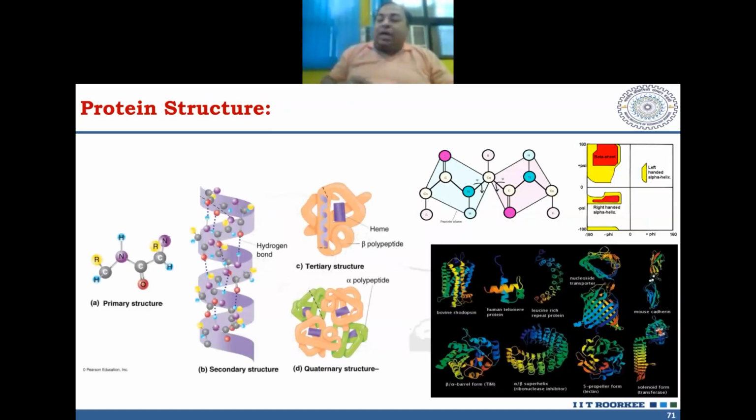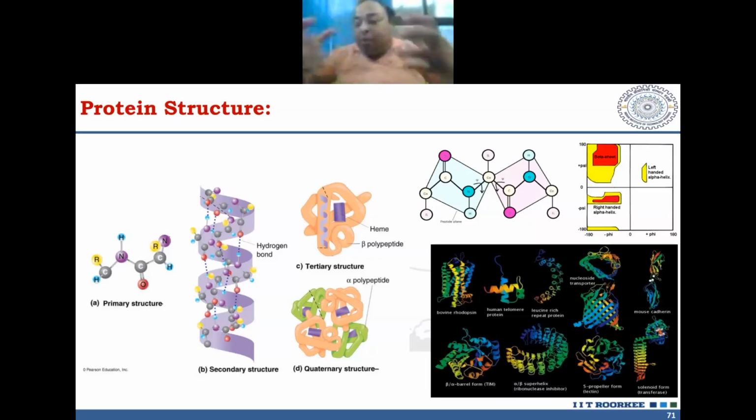Protein, as I told, the amino acids, they stitch with each other. That is called the primary structure. Then from primary structure, they develop hydrogen bonds and they form alpha helix and beta sheets. Alpha helix and beta sheets are connected by loops. They are called the secondary structure. From secondary structure, they further fold, that is called tertiary structure. So from one polymer, you go up to tertiary structure.